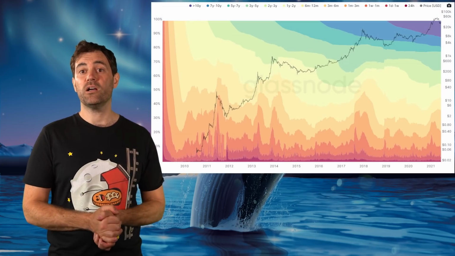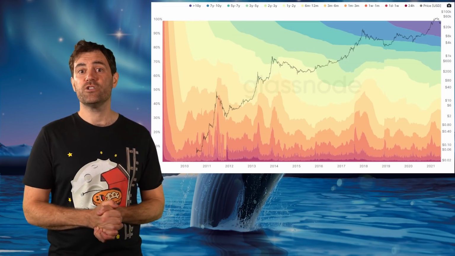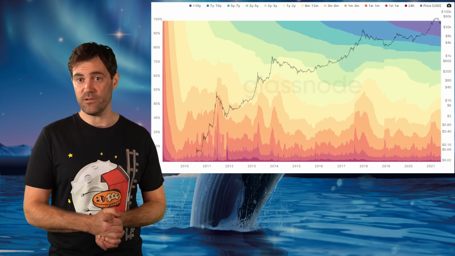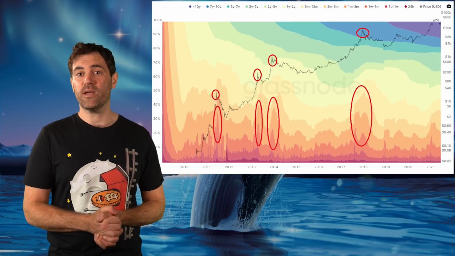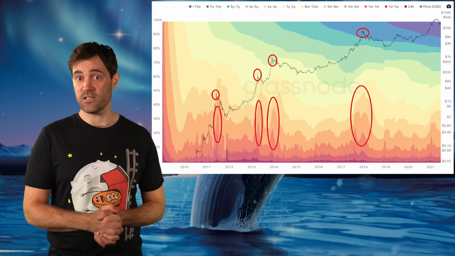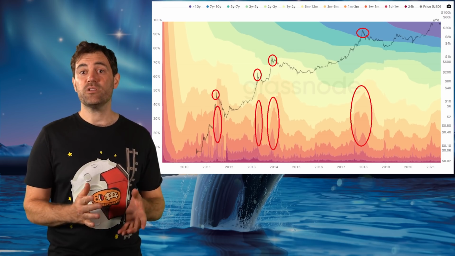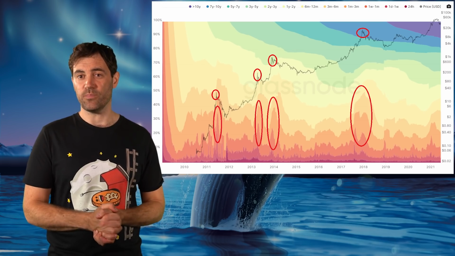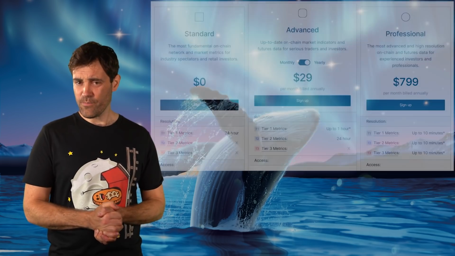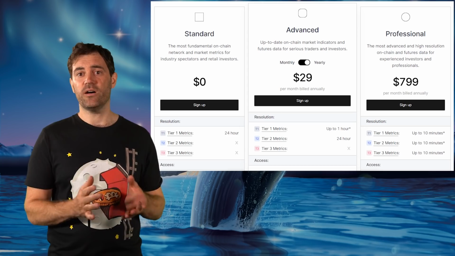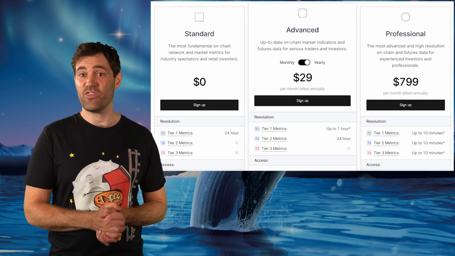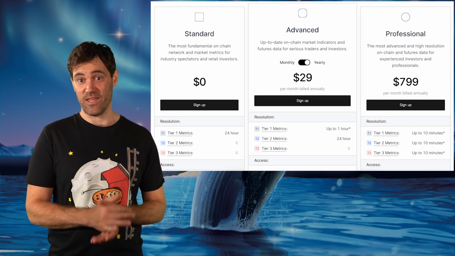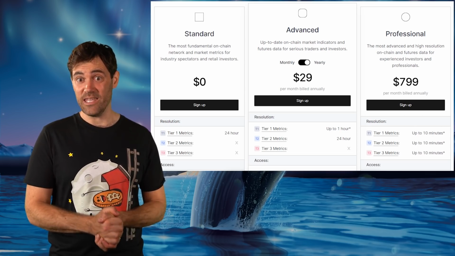For example, Glassnode's hodl wave indicator shows you how much of Bitcoin's supply has moved over a given time period. When those darker hodl waves start to peak, it means people are starting to sell. As you can see, the tip of those peaks corresponds quite nicely to previous bull market tops. The only problem is that most of these advanced on-chain indicators cost thousands of dollars to use. Some of them even cost tens of thousands of dollars per year.